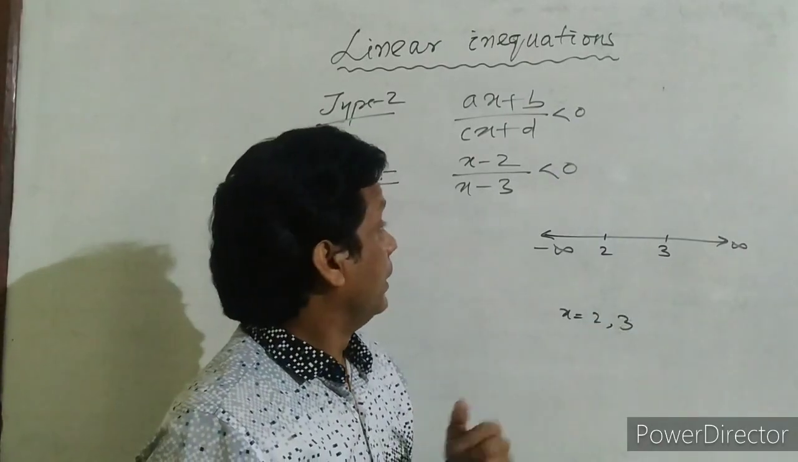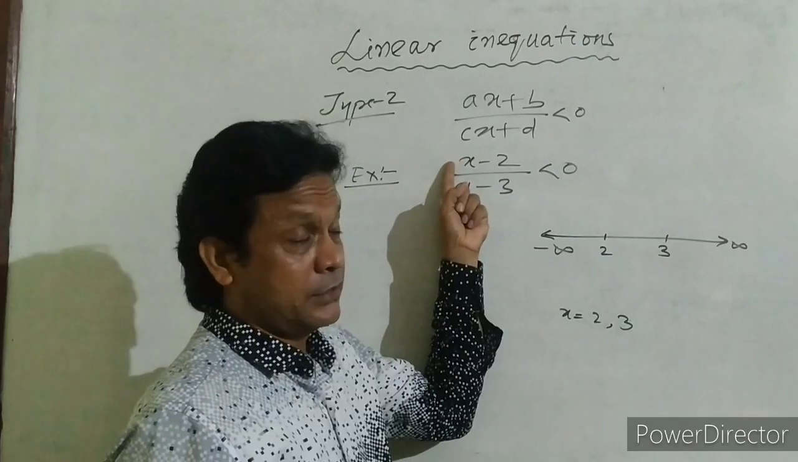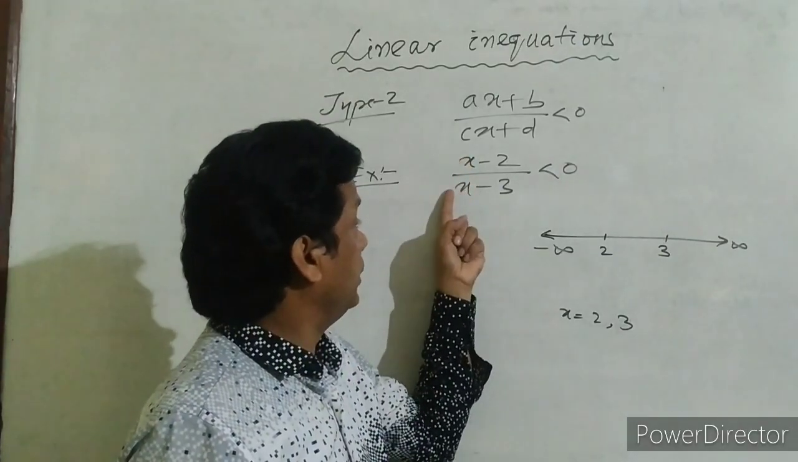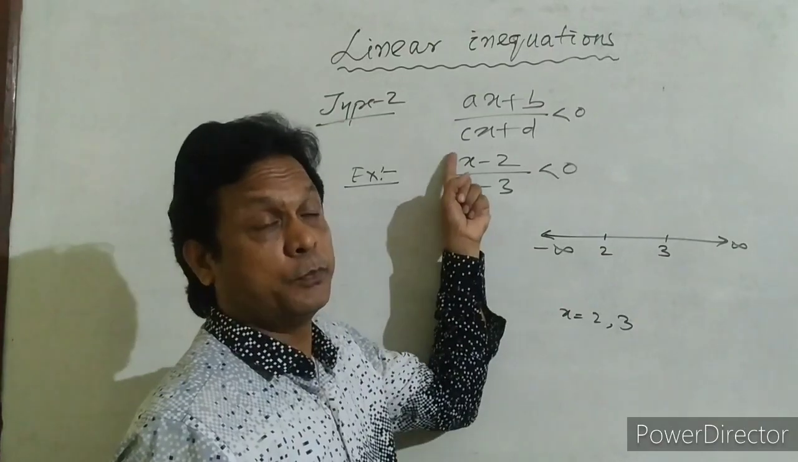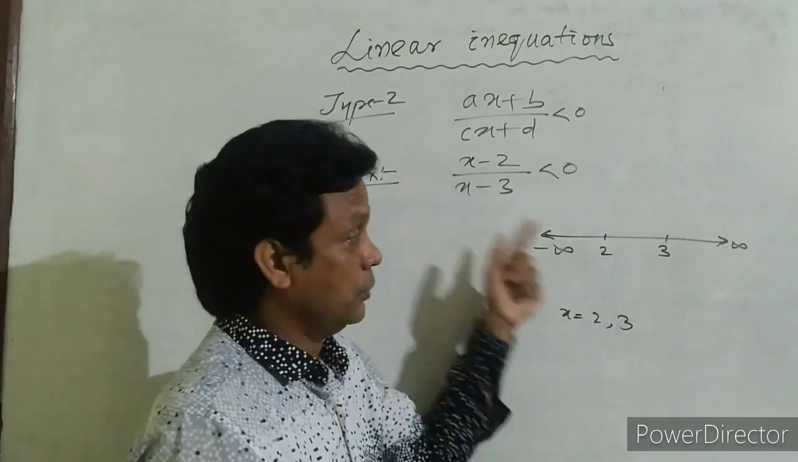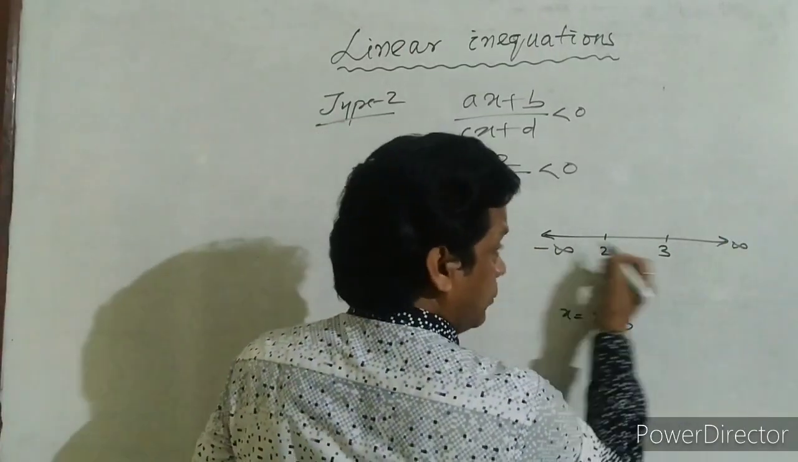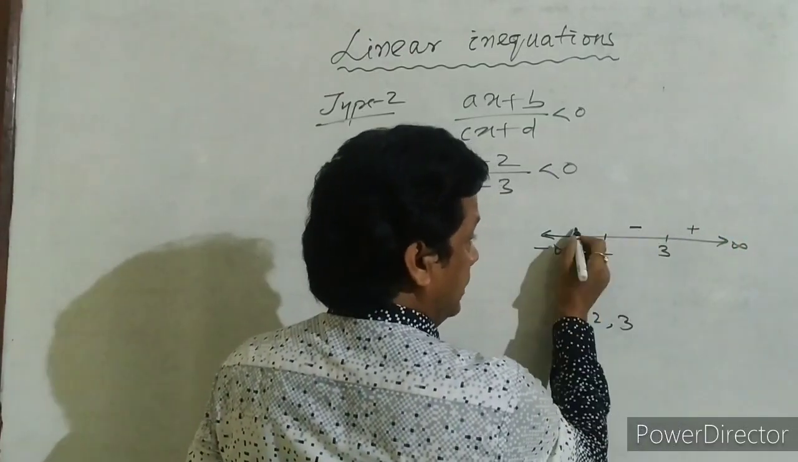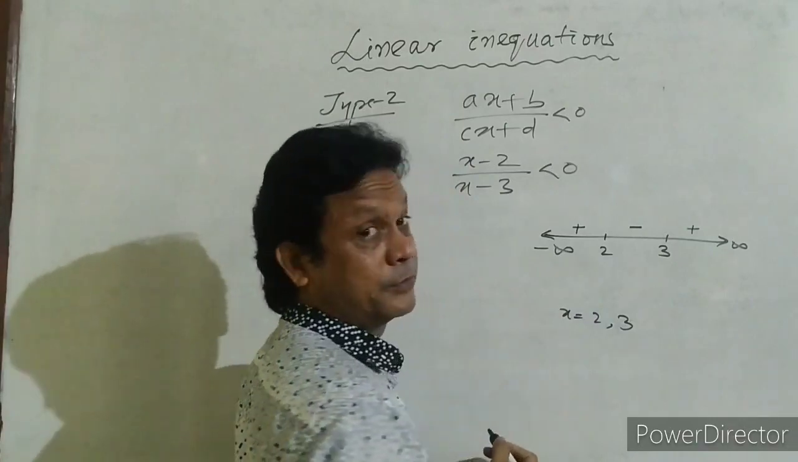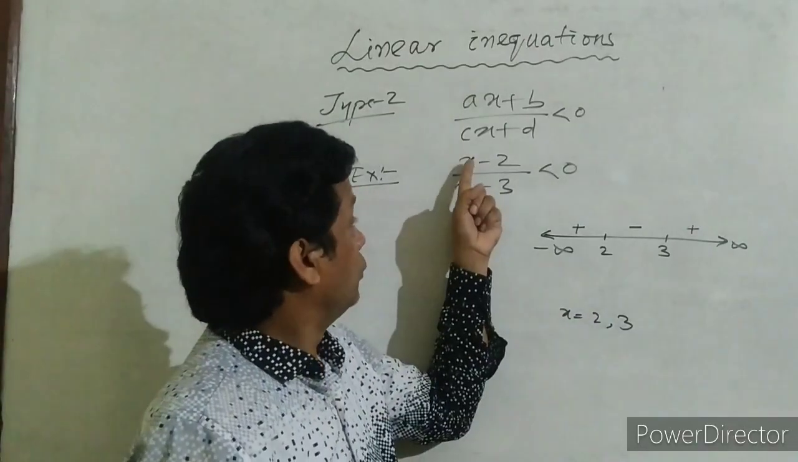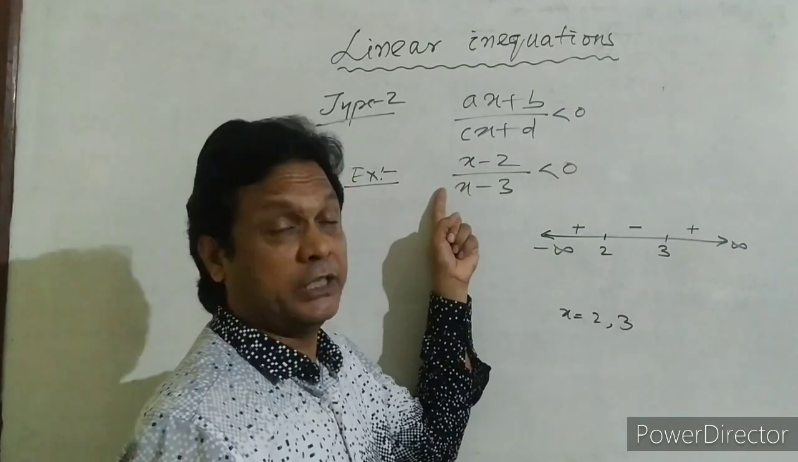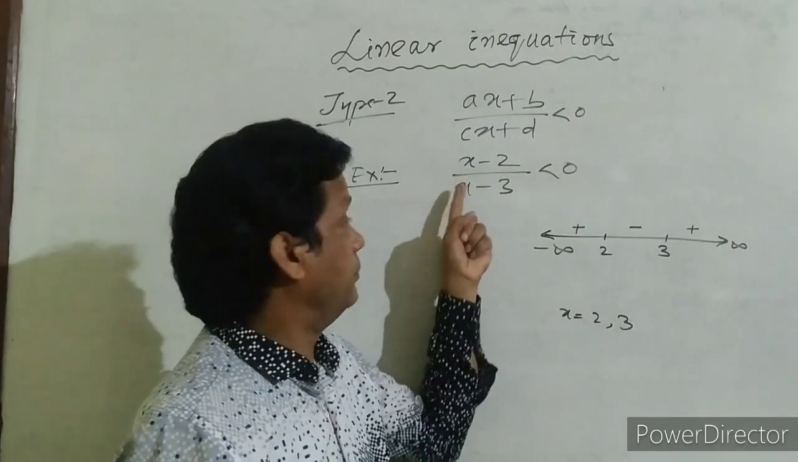Now the coefficient of x. Remember this thing: the coefficient of x is positive here in the denominator, so positive by positive is positive. So on the number line, from the right you should write: this interval is positive, this interval is negative, this interval is positive. Again I am telling you, the coefficient of x is positive in the numerator and positive in the denominator, so positive by positive.